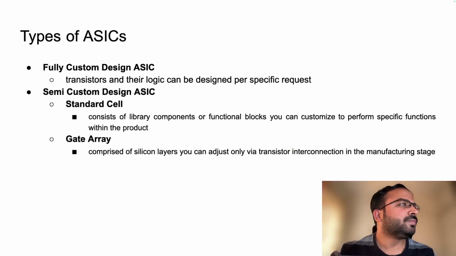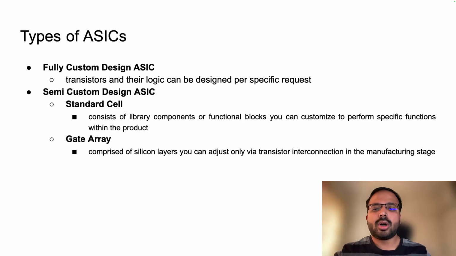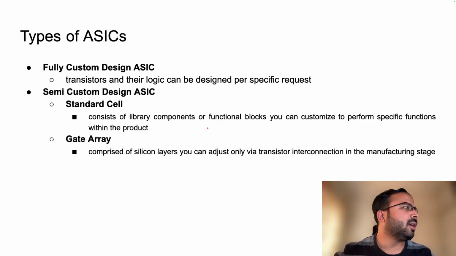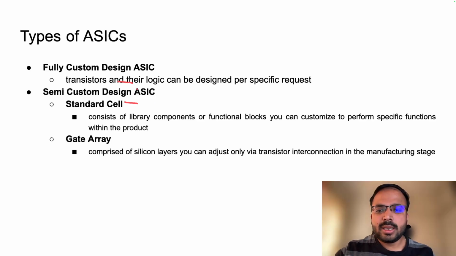Now, based on how customizable the design is, these ASICs are classified into fully custom design ASICs or semi custom design ASICs, right? So what are fully custom design ASICs? Ultimately, at the gate level, any logic is designed using certain gates, like AND, OR, NOT, and all these basic gates. There the transistors and the logic can be designed as per the specific request of the customer, right? So that is called a fully custom design ASIC.